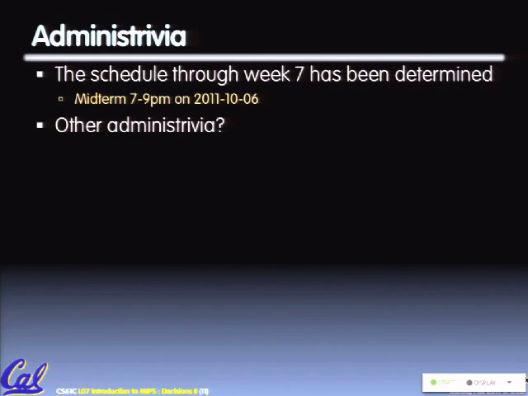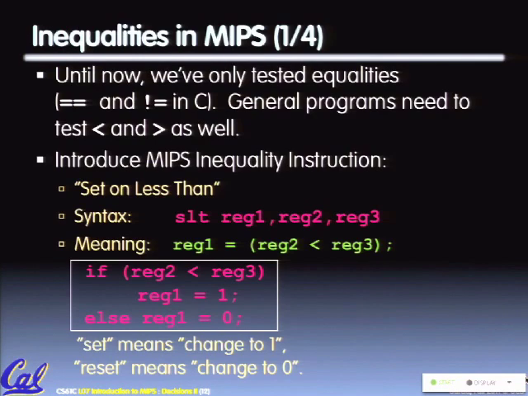So there's this cool thing which I'm going to add, which is SLT. It follows the register, register, register format of add, so that's actually pretty easy. What it does is set the lowest bit of the leftmost argument, here reg1, to be a 1 or a 0, depending on whether reg2 is less than reg3. And set means change to 1, and reset means change to 0.